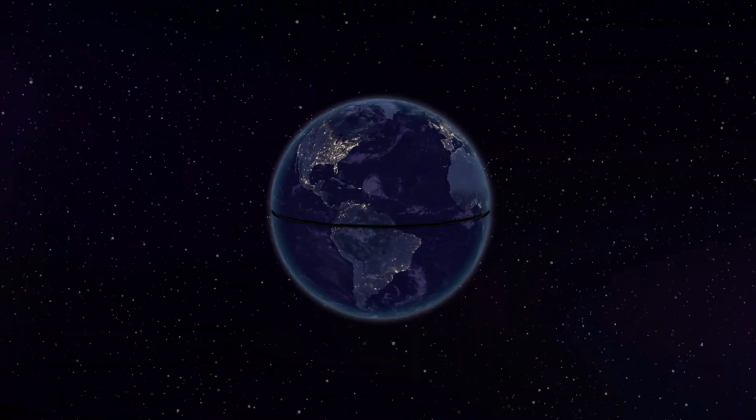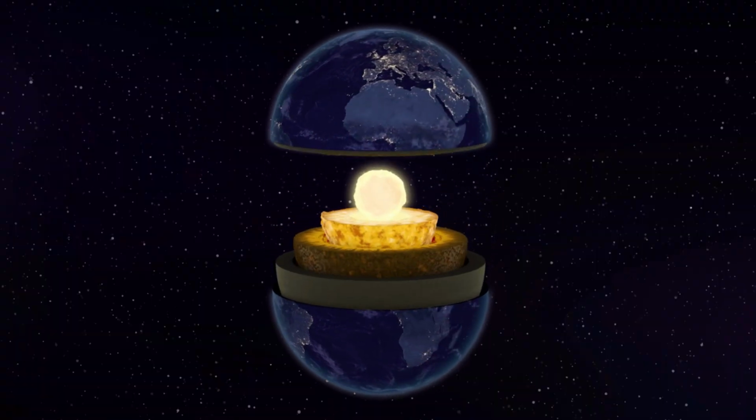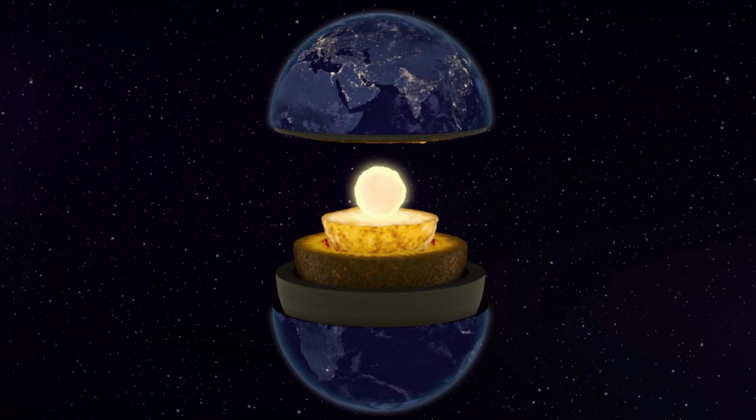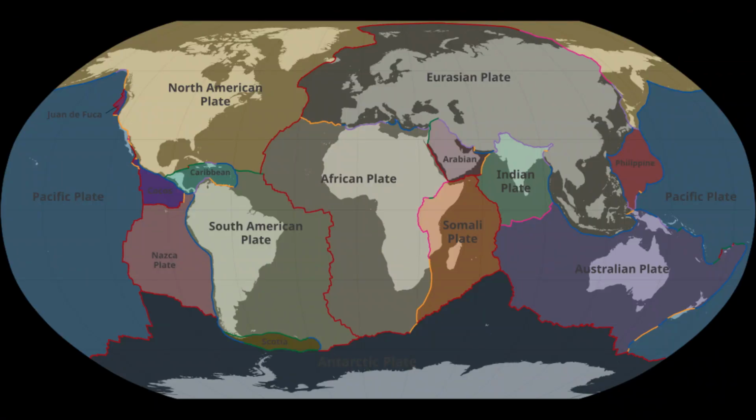Imagine Earth's crust and upper mantle as a patchwork of stiff plates floating on hotter, softer rock below. These plates creep a few centimeters a year, about as fast as fingernails grow, driven by mantle flow and gravity. Where plates meet, they collide, slide past, or pull apart.